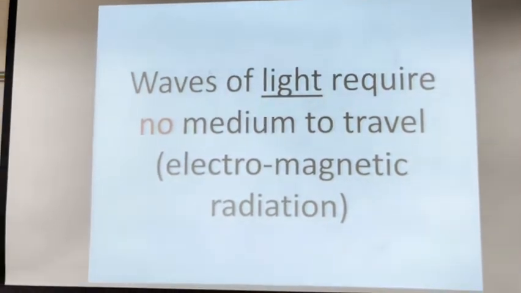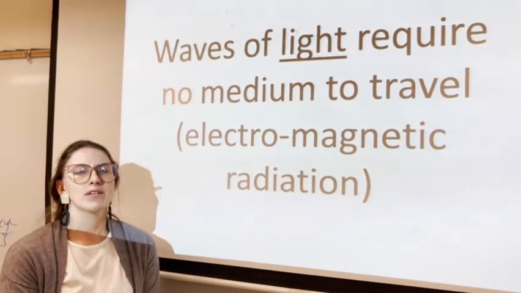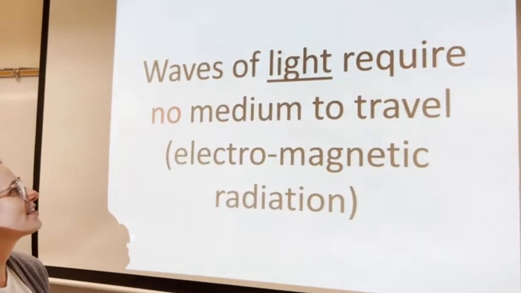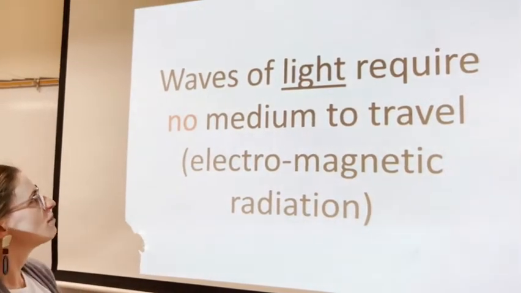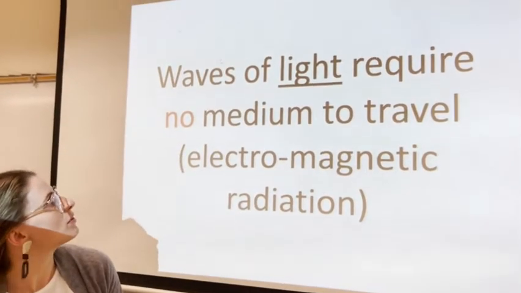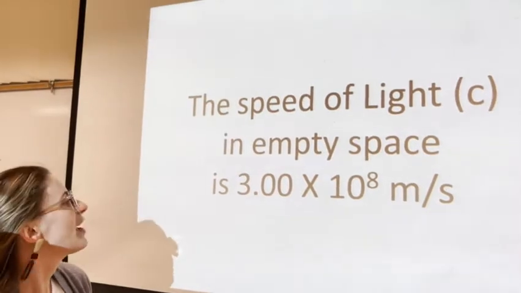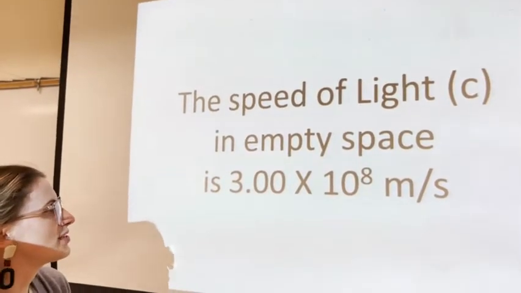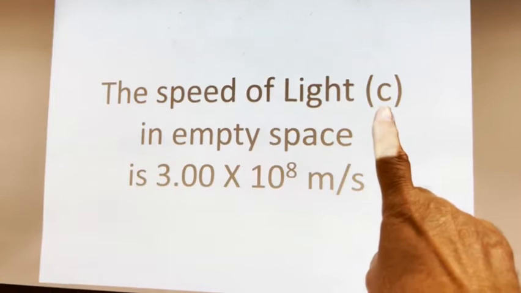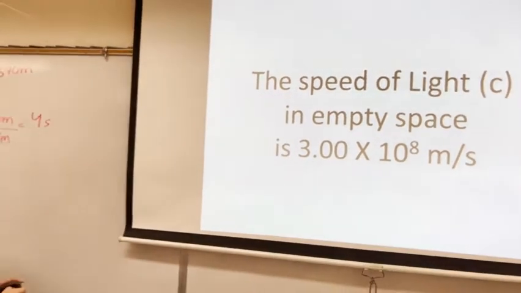So a couple of things here. Waves of light require no medium to travel. Light is strange stuff. Where does our light come from? The sun, right? There is nothing in space. It's a vacuum, and so waves of light require no medium to travel through. This is called electromagnetic radiation, EMR. The speed of light in empty space is 3.00 times 10 to the 8 meters per second. Write this number down and box it as well. The speed of light is so important, it has its own symbol, that's C.